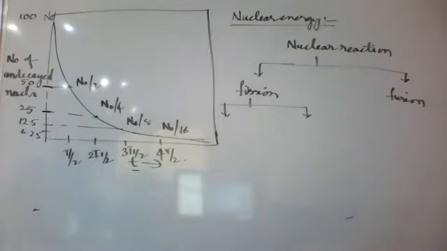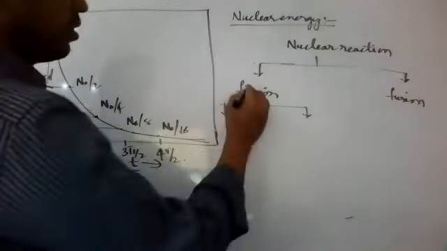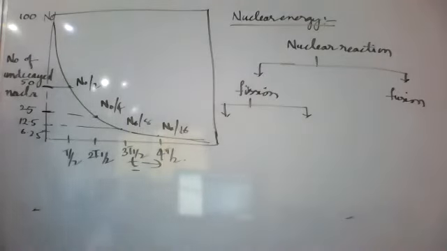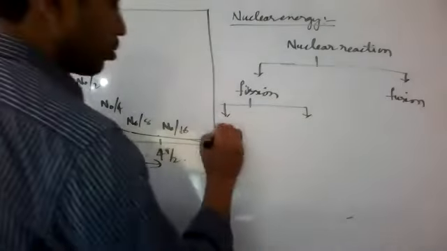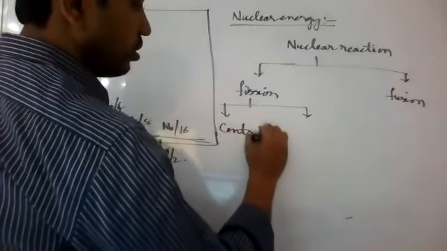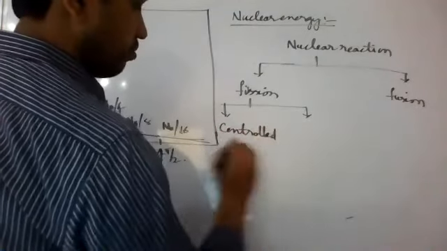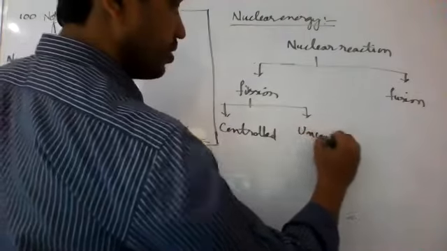Breaking nuclei. So now, fission means what? It is the splitting or breaking of a heavy nucleus into smaller intermediate nuclei, so that an enormous amount of energy is liberated. Now here we have controlled nuclear fission and uncontrolled nuclear fission.